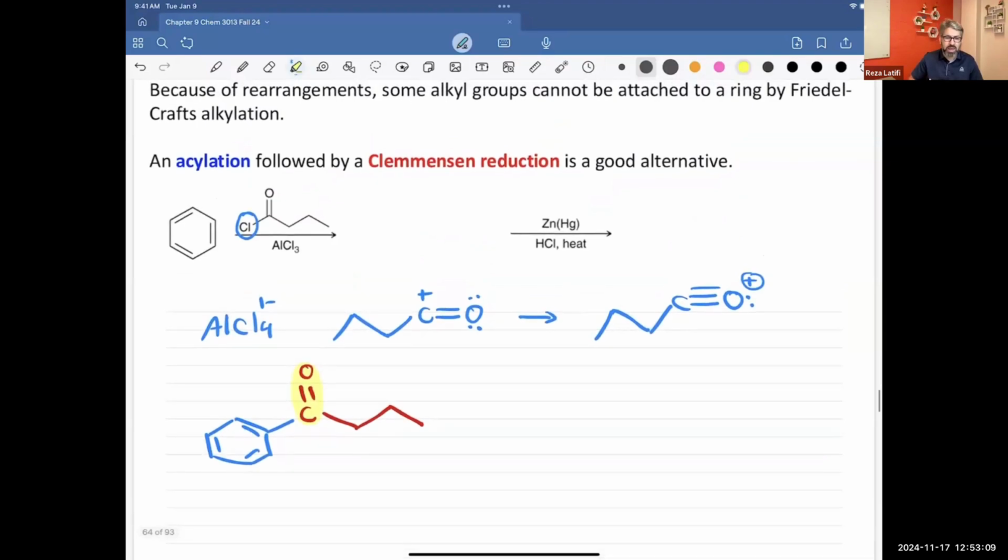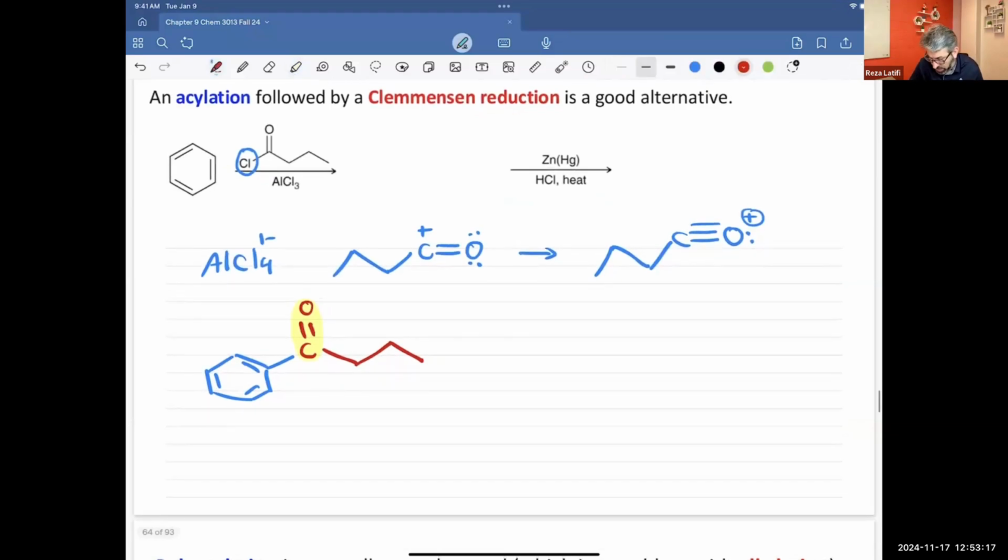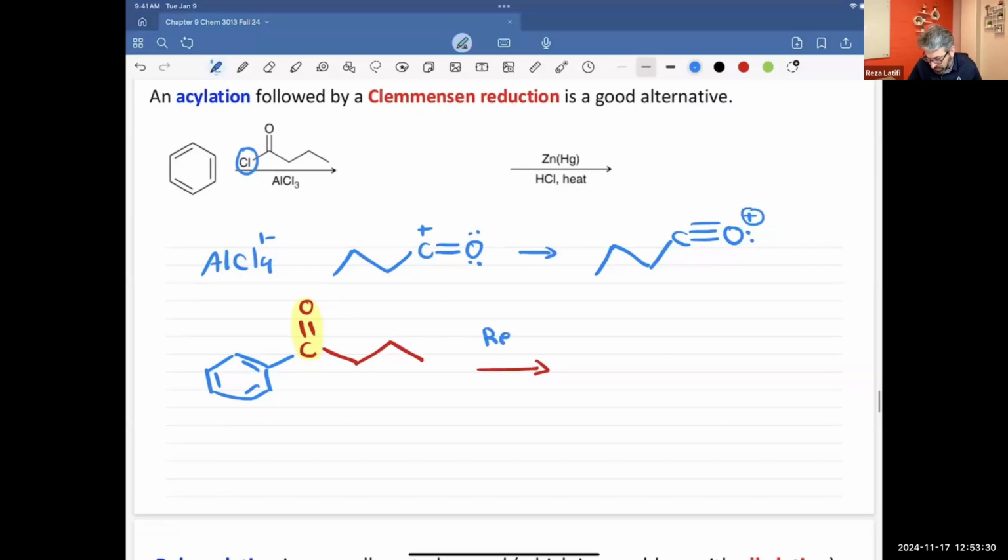You might say, I don't want the carbonyl. I just simply want a butyl group attached to the ring. So how can I get rid of this carbonyl group? We have a couple of methods, at least 3 different methods, to saturate that carbonyl group and turn it just to CH2. And so we can run a reduction process and reduce this one.